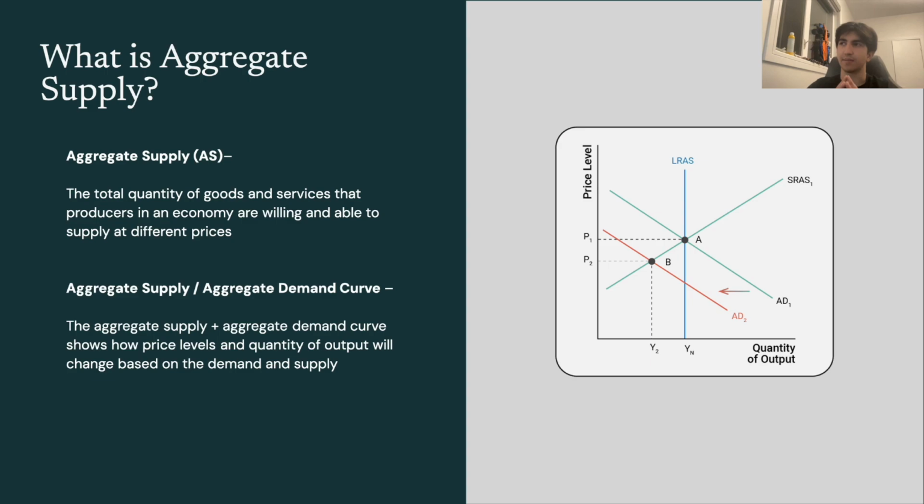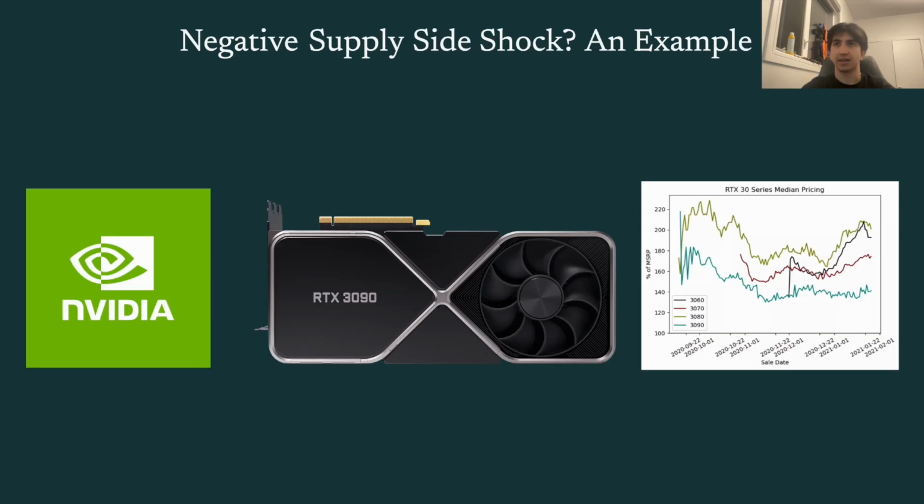As you can see in our diagram here, the place where aggregate demand and aggregate supply intersect is point A. When you extrapolate that to the x and y axis, that shows our price level and quantity of output. Now, a shift left in the aggregate demand will decrease the price level and the quantity output. Now, let's get into our case study.